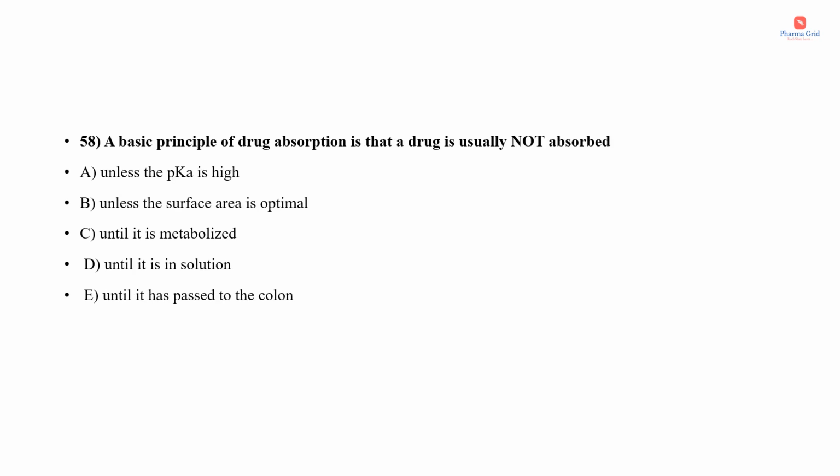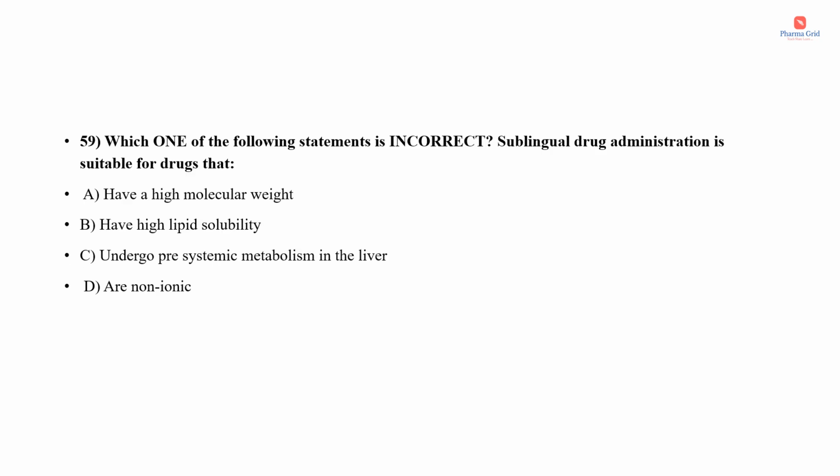Next question. A basic principle of drug absorption is that a drug is usually not absorbed unless the pK is high, unless the surface area is optimal, until it is metabolized, until it is in solution, until it has passed to the colon. So here the correct answer is option D, that is until it is in solution. That is, a basic principle of drug absorption is that a drug is usually not absorbed until it is in the solution form.